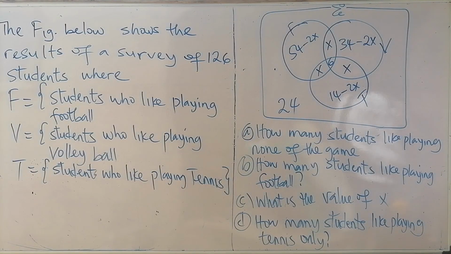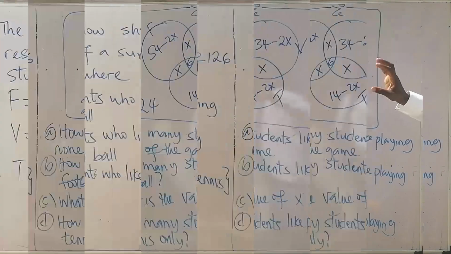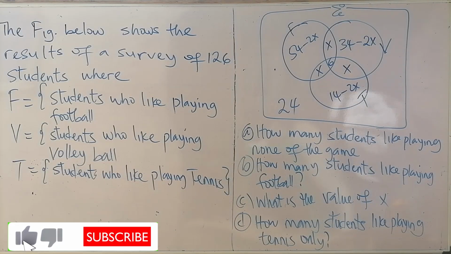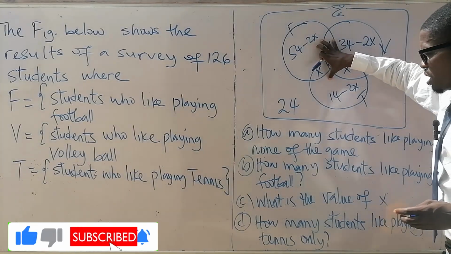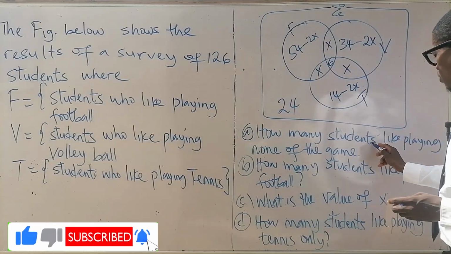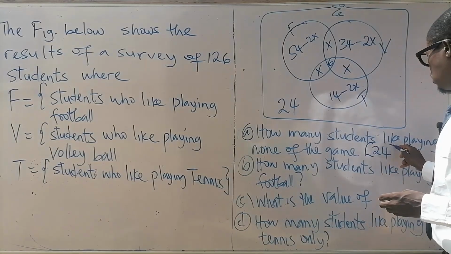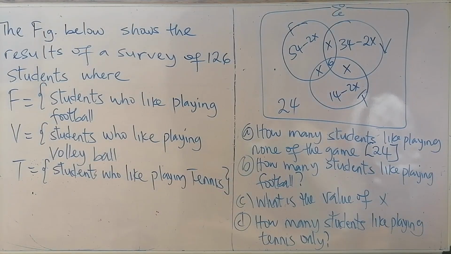One, how many students like playing none of the games? Playing none of the games are those outside these three circles. Okay, and that's 24 for that place. Yeah, 24 are those that like playing none of the three games.